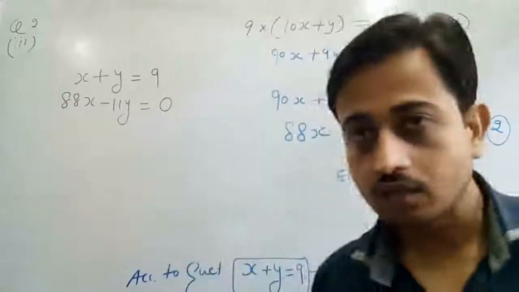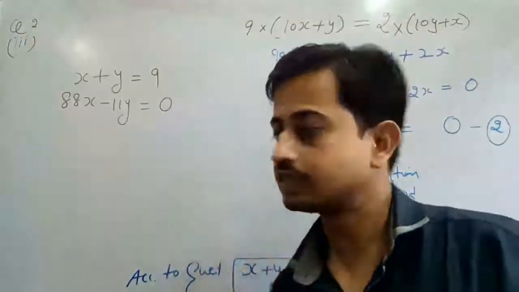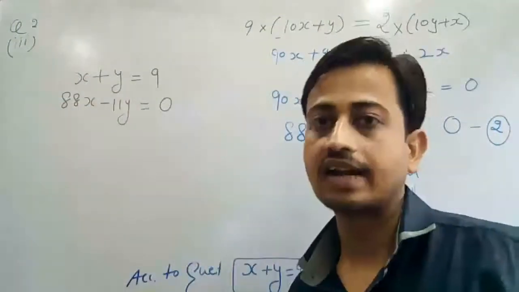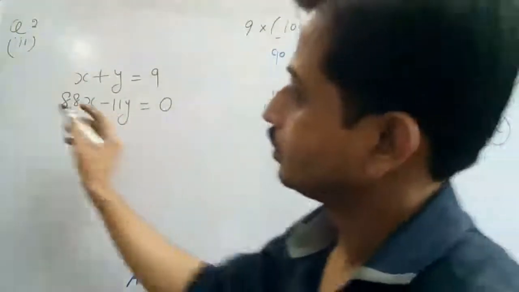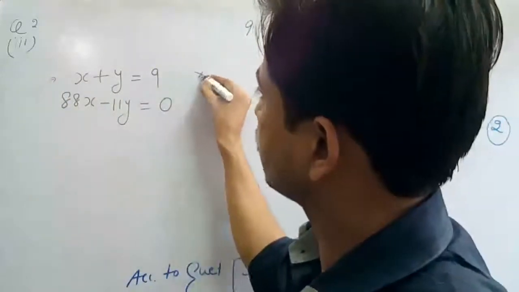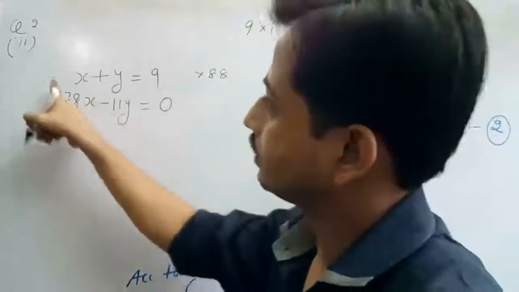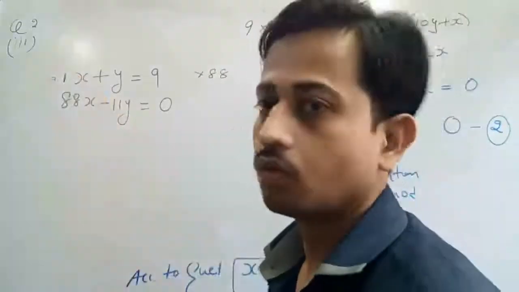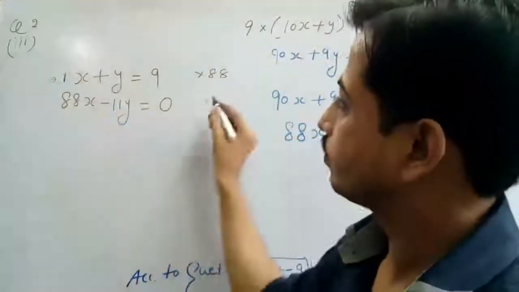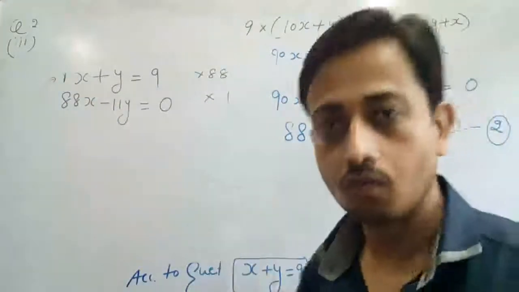Now, what is the next step? We have to do balance. Make the coefficients the same. To make the same, you have to multiply this with 88. So this is multiplied with 88. And what is the coefficient of this? 1. If the number is not specified, we have to take 1. So we have to multiply it with 1.